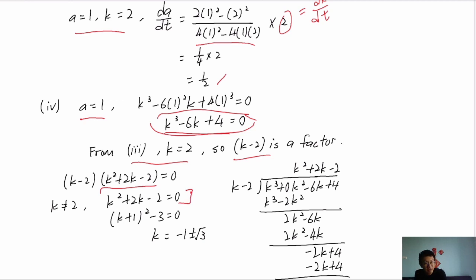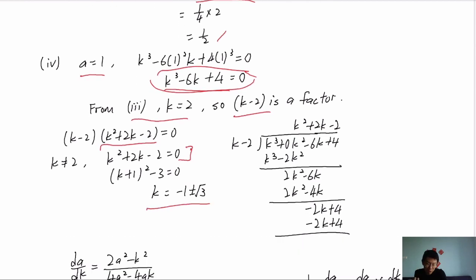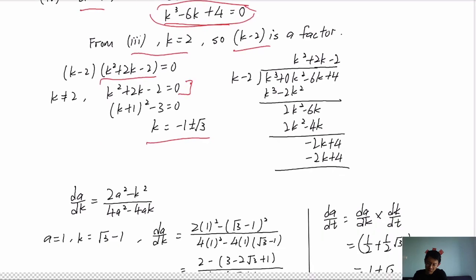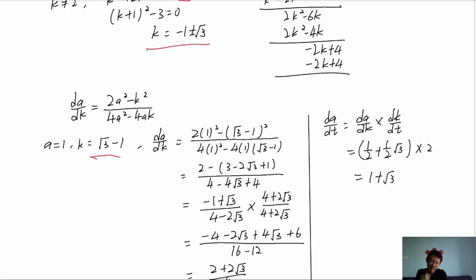From there, of course, we want to solve for the value of k. By using the quadratic formula, or completing the square if we prefer, we will get two values of k. These are the values of k that we need to substitute back into dA/dk to get the value of dA/dt. So we have two sets of values to consider. Let's say first we consider k equals -1 plus root 3.